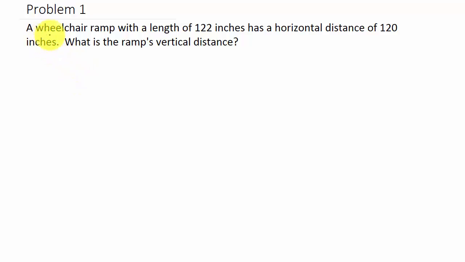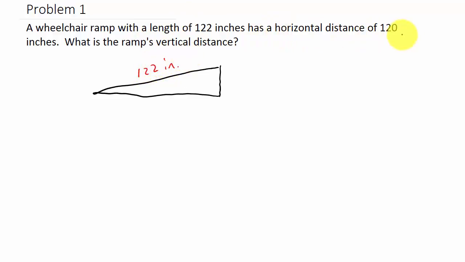Alright, so the first problem says a wheelchair ramp with a length of 122 inches has a horizontal distance of 120 inches. What is the ramp's vertical distance? The best thing to do is just draw a picture. So if we look at a picture and we have a wheelchair ramp here, and it says a wheelchair ramp has a length of 122 inches. So we would label this the 122 inches.